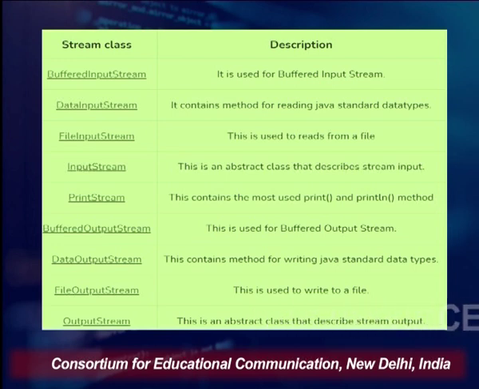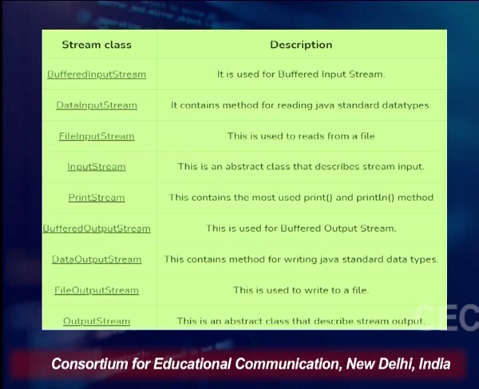Here is a list of stream classes and their short descriptions available as far as the byte stream is concerned. We have buffered input stream, which is used for buffered input. Then we have data input stream, which contains methods for reading Java's standard data types. Then we have file input stream, input stream, print stream, buffered output stream, data output stream, file output stream, and output stream.